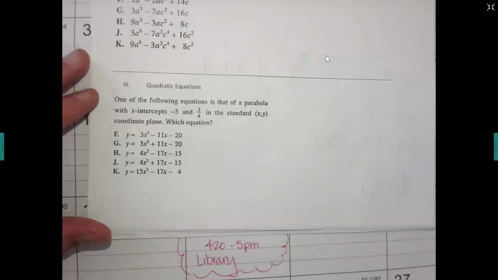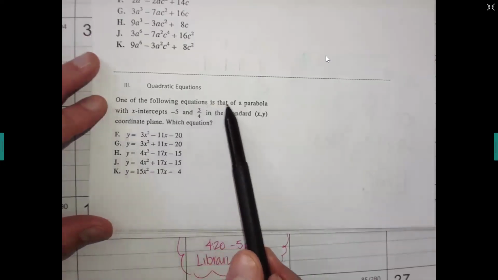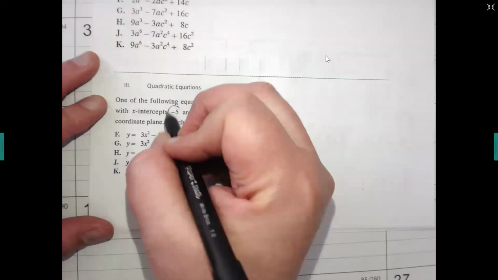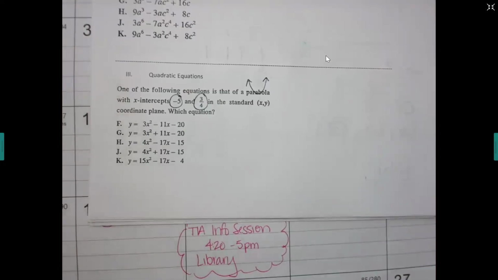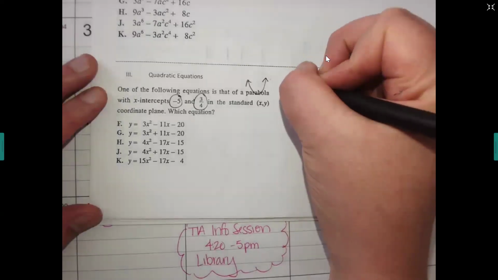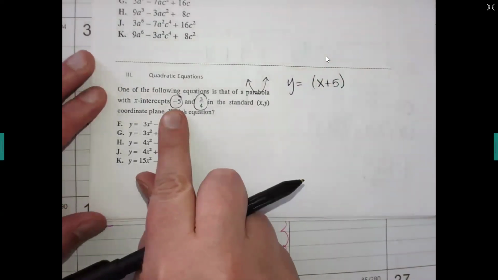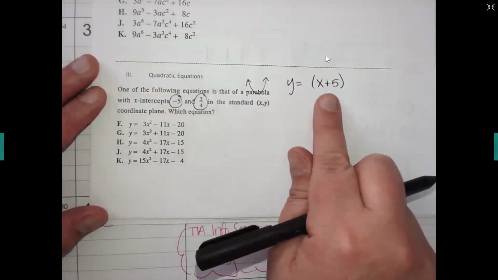All right, this one says, one of the following equations is that of a parabola. A parabola is just a U shape with x-intercepts -5 and 3/4. Which equation? We did a whole unit on this back in, I think, October. If my graph crosses the x-axis at -5, what would the parentheses or factor have said? Do you remember, x what? Plus 5. Very good. So put y equals x plus 5.